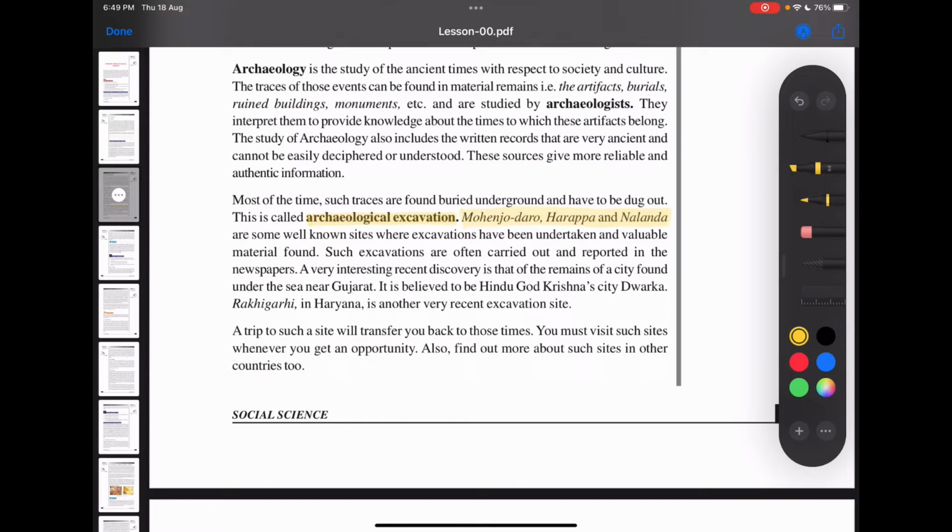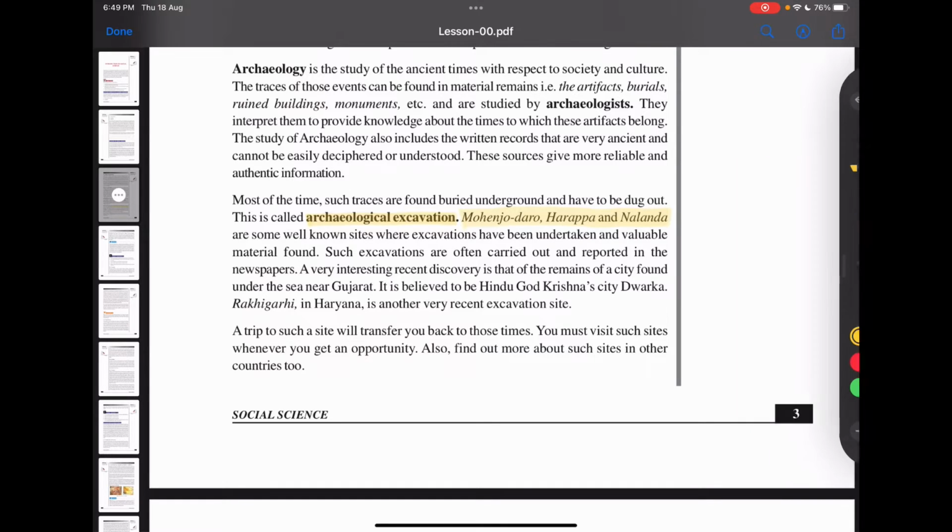A very interesting recent discovery is that of the remains of a city found under the sea near Gujarat. It is believed to be Hindu god Krishna's city, Dwarka. Rakhigari in Haryana is another very recent excavation site. A trip to such sites will transfer you back to those times. You must visit such sites, whenever you get an opportunity. Also, find out more about such sites in other countries too.